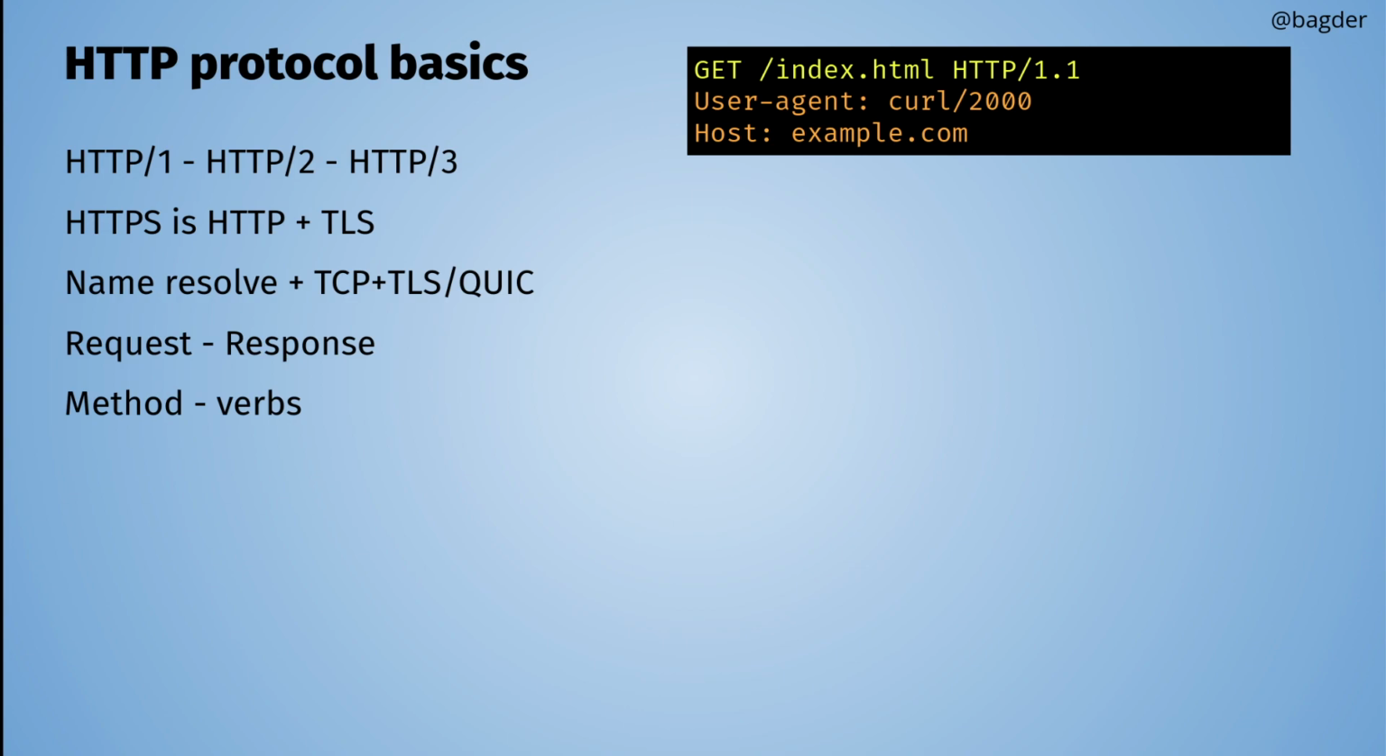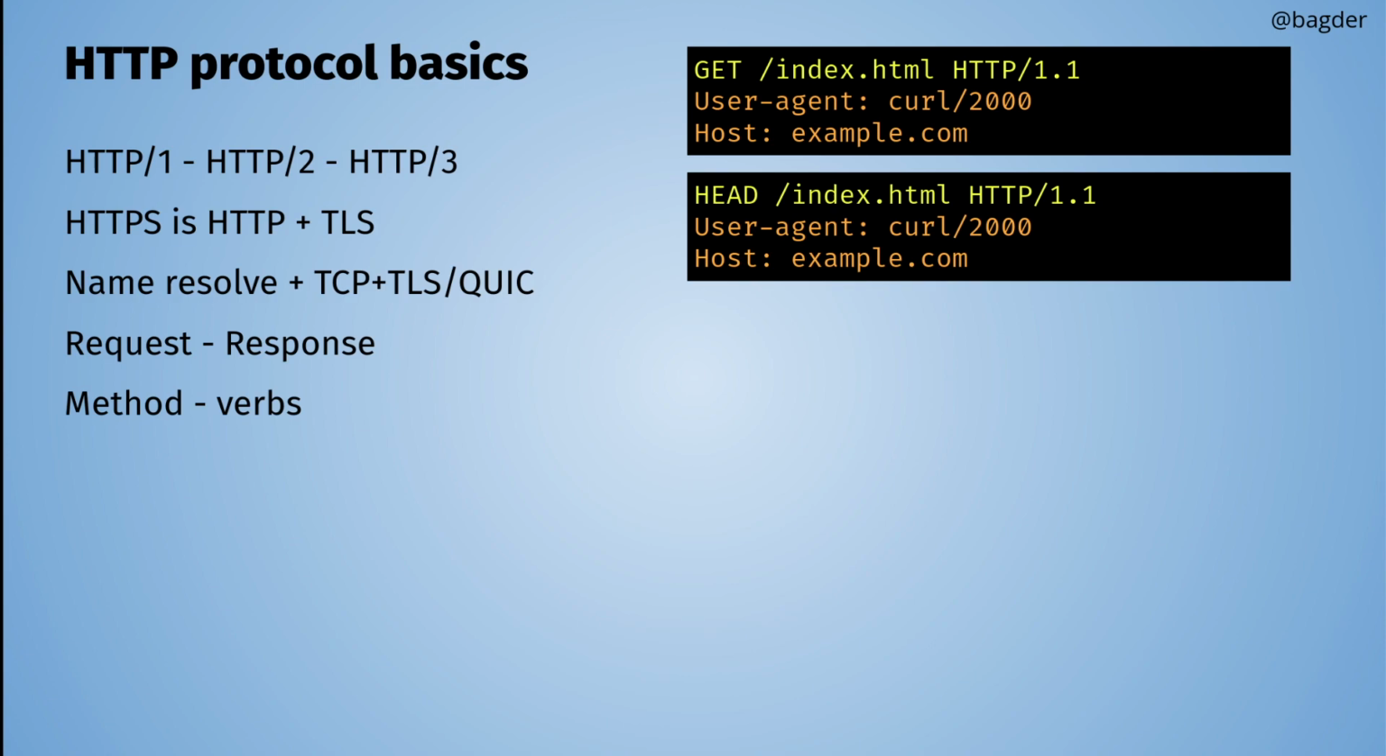This is just a name: value set. Some of them need to be there. Host pretty much needs to be there in the request. The other ones are often optional. Sometimes you want them there for features and so on. Here's the user agent header. It basically says which client is asking for this. This is curl 2000, very fancy user agent.